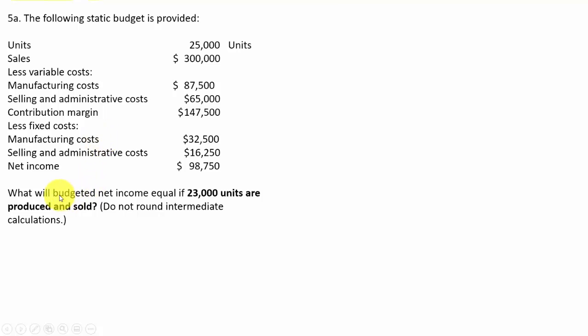They want to know what will budgeted net income be equal to if we make and sell 23,000 units? Remember, we're operating at 25,000 units here. What will be the income if we have 23,000 units? And here's the way we go about doing that.